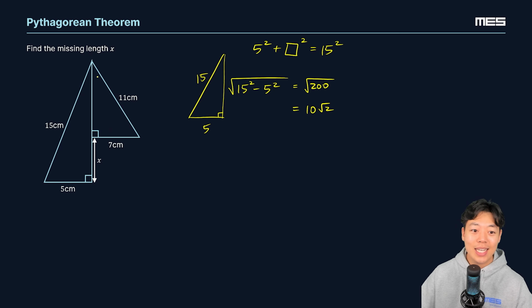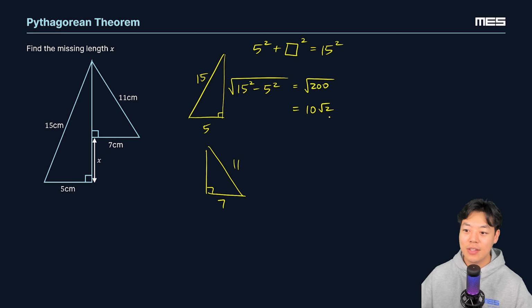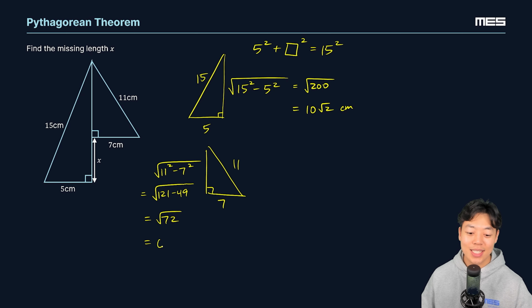Now let's figure out this shorter length of the other triangle. So if we have another right triangle here, 7 and 11, don't forget this is in centimeters. This side will then be square root of 11 squared minus 7 squared. And that's equal to 121 minus 49. That gives us square root of 72, which is 6 radical 2.